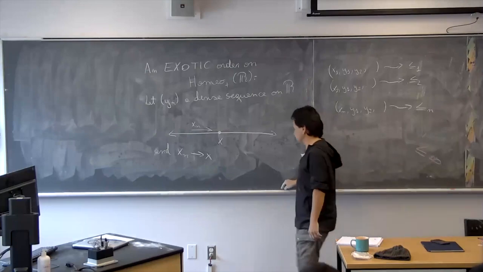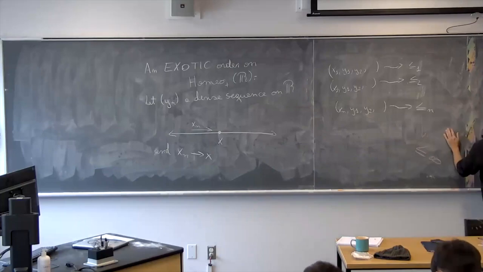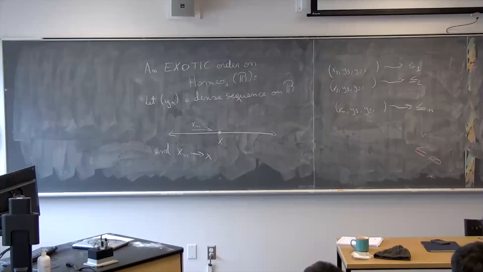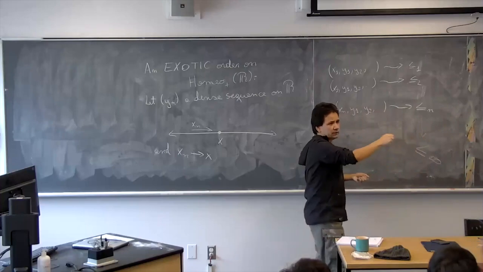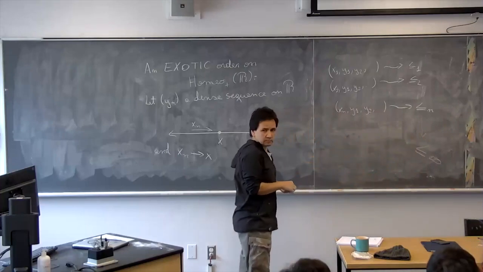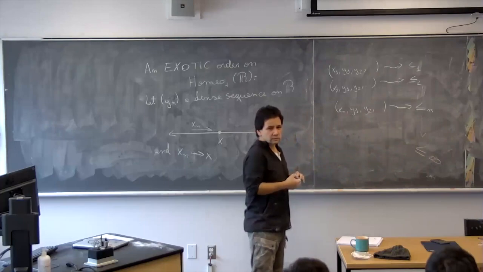Could be some. So I claim this limit order is not natural, which means that it doesn't come from a sequence of points where you compare two homeomorphisms by looking at the first place where they differ. Okay, I'm a little bit confused. What's the claim, that the sequence converges or that there is a subsequence?